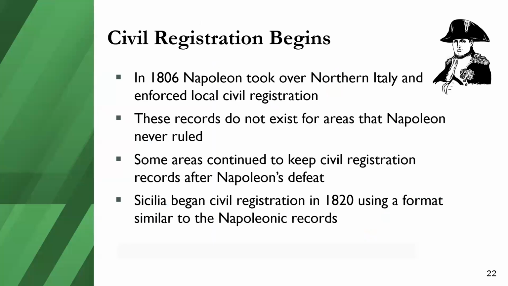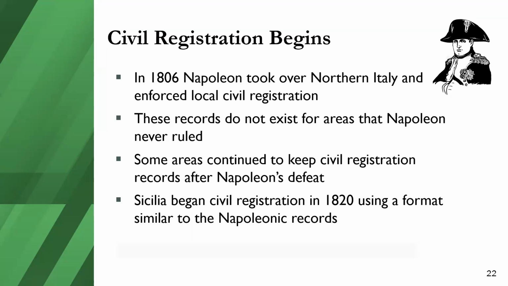So why do we have civil registration in Italy? Well, it's all about Napoleon. Napoleon conquered a lot of what is now northern Italy, and he implemented civil registration, which was based on what the French were doing at the time. Some areas in the South did not start in 1806 when Napoleon took over northern Italy. When Napoleon was defeated, some of those areas stopped civil registration and then started it back up again later. So you might have gaps in the time periods, or they may not start till later.